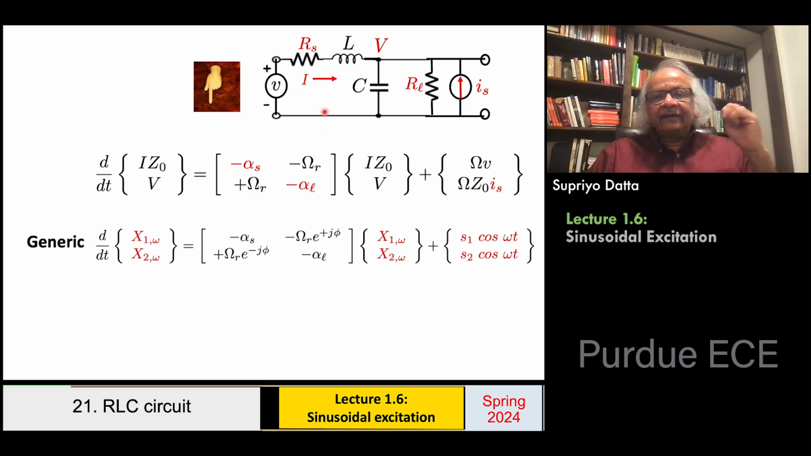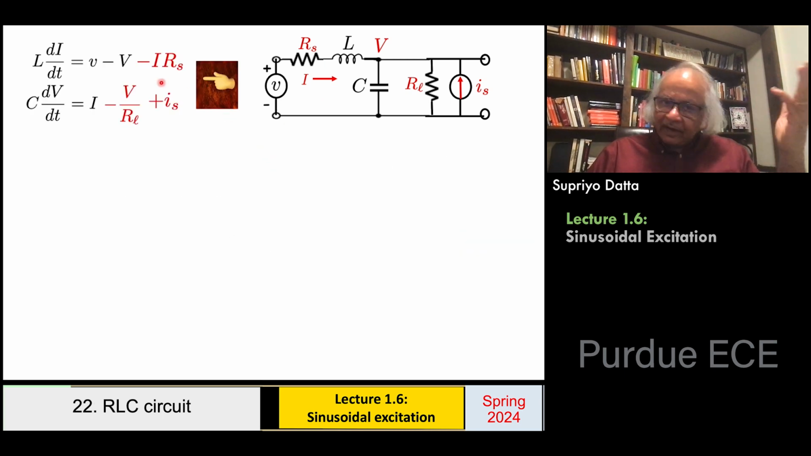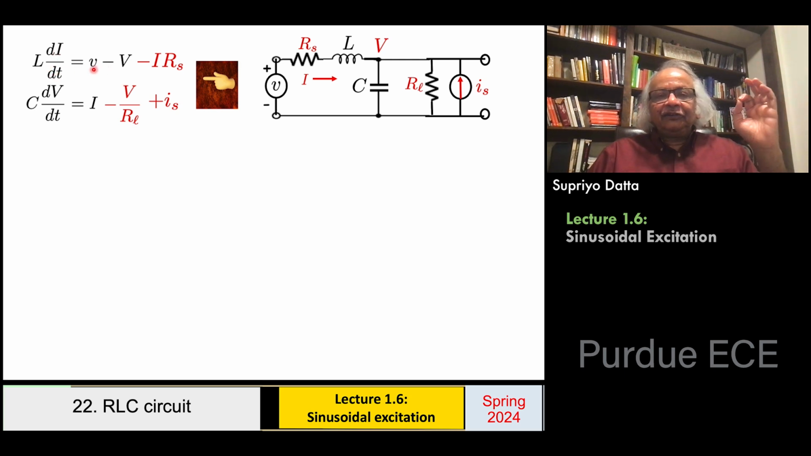So how do you get from this circuit to this equation? Well, the first step is to write down the circuit equations. Previously, when we talked of LC circuits, back in lecture 1.3, we had L di/dt equals V minus V. But now you also have to include this I times Rs, because that's the voltage across the resistor. So V minus V is actually L di/dt plus IRs. And that's why you have this IRs over here.